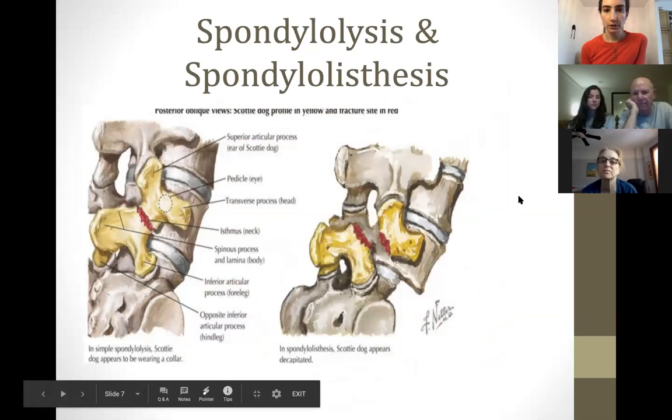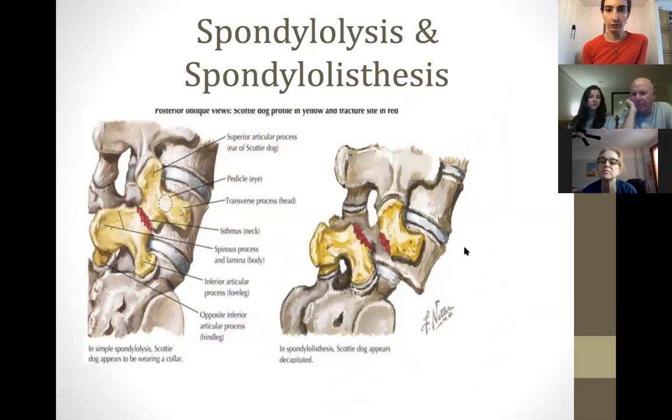Now, I just want to put this in here because I started speaking with some of you about spondylolysis and spondylolisthesis, all long names, but it has to do with the interarticularis region of the spinal segment. So they colored it here where the stress fracture occurs in this condition. They call this a Scotty dog fracture because if you look at it, it kind of looks like a dog. And where the fracture is, that's like the dog collar.